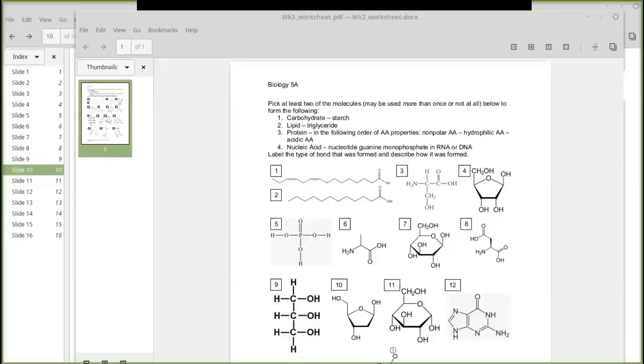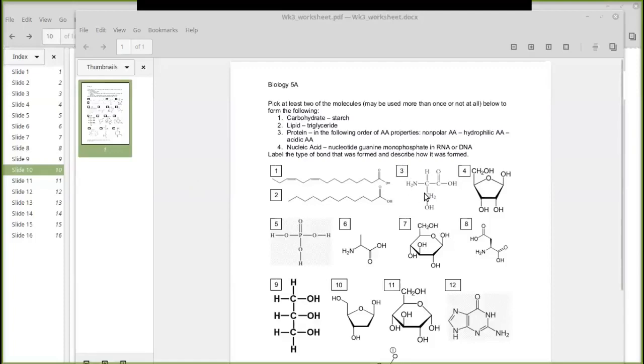Nitrogen, right? Nitrogen would be part of what group? Remember, microphone if possible. Amino group, right? And then, what else would you look for? Would you be looking for a carboxyl group as well? Okay. And then a central carbon, right?